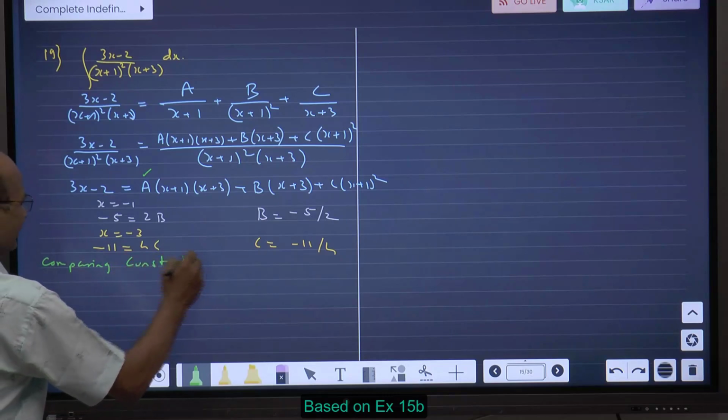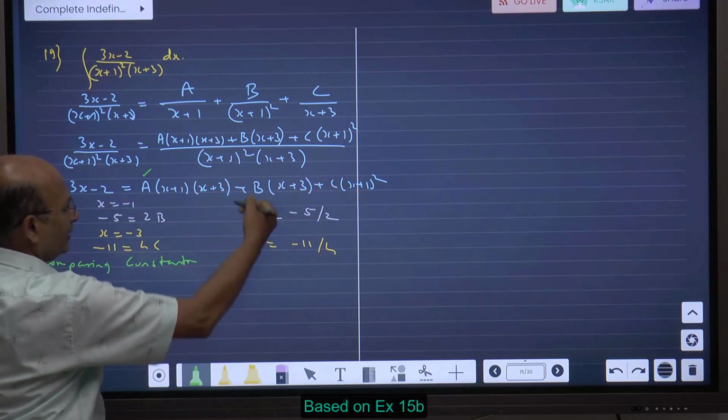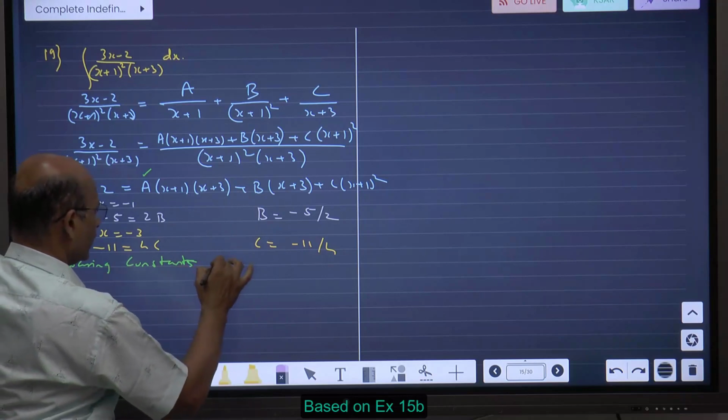Comparing constants. This is just a way of doing. You can put any value for x, form an equation in a, b, c, take these values and find the value of a. That's okay, but this is an easier way: comparing constants on both sides.